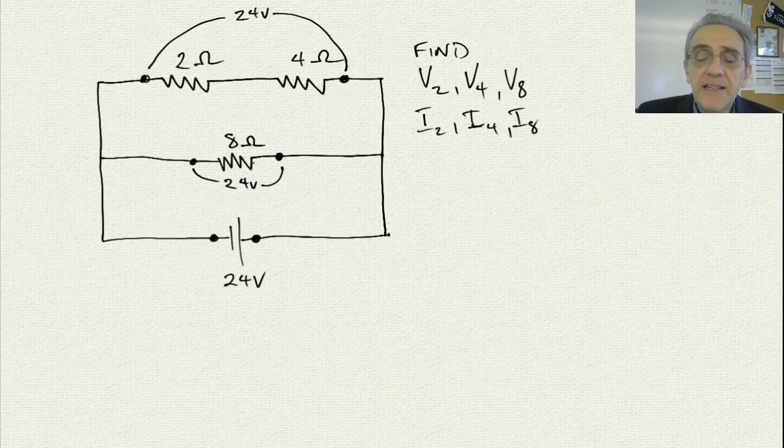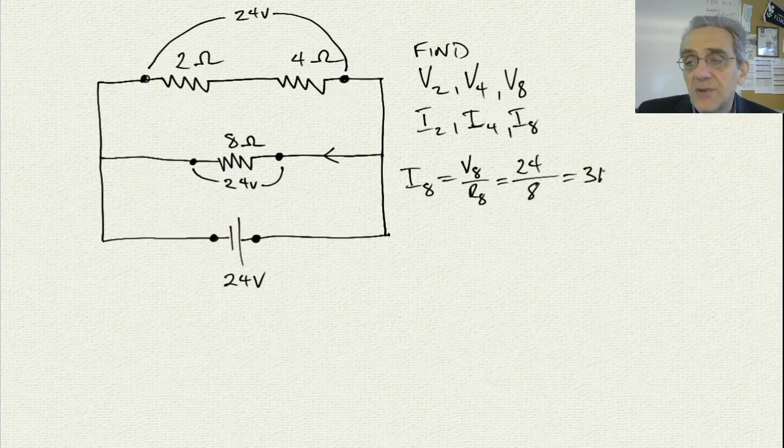Now that I know that, I can easily calculate the current going through this side. That happens to be simply I8, the current going through the 8. That's equal to V8 divided by R8. So that's the V I know now is 24, and the resistance is 8. It's the same as the subscript. So now I know this is 3 amps. So I can put here 3 amps going through the 8 ohm resistor. So there we go. So the 8 is done.